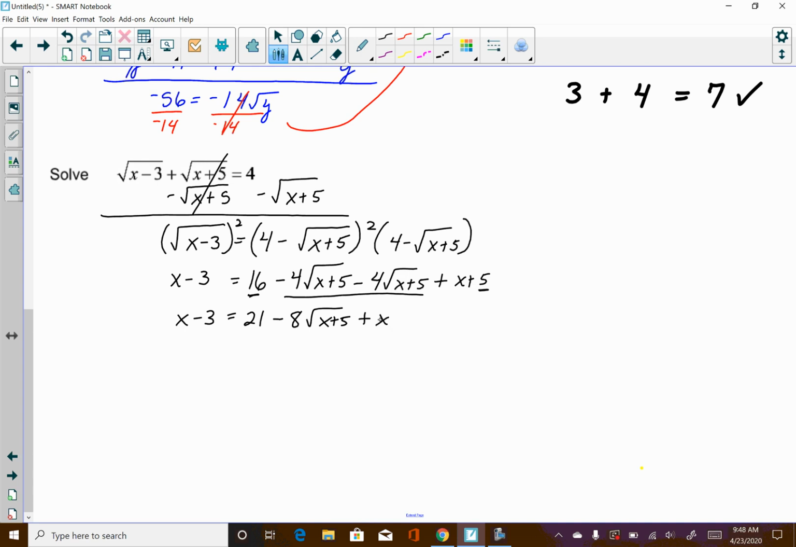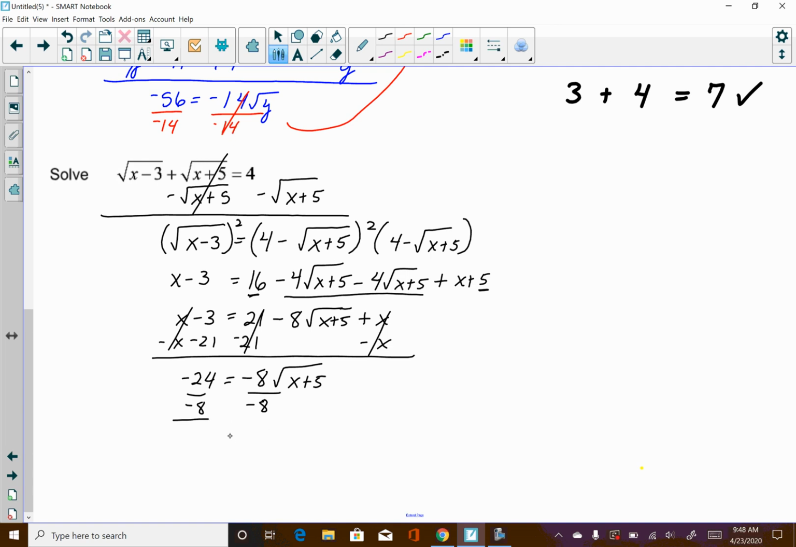All right, just like last time, I'm still trying to solve for x, but I've got a regular x and I've got a square root of x. So I've got to get this square root isolated before I can fully solve for it. So I'm going to take the 21 and the x to the other side. So subtract 21, subtract x. Cancels out, cancels out. Even these x's over here cancel out. So I'm left with negative 24 equals negative 8 square root x plus 5. Then divide both sides by negative 8.